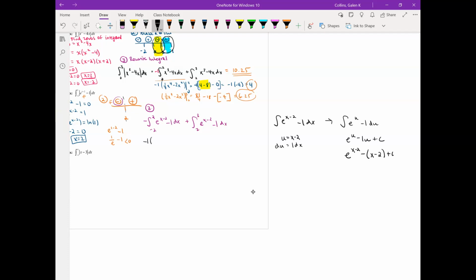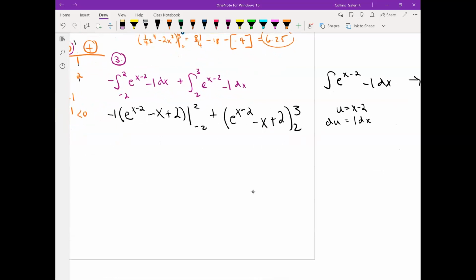All right, so we're going to use that antiderivative. I'm going to multiply by a negative 1 for the first part. So e to the x minus 2. I guess we could have just transformed our limits to be values of u. And then this minus x minus 2 becomes minus x plus 2 if we distribute that negative. So minus x plus 2 from negative 2 to 2. And then we're going to add to that e to the x minus 2 minus x plus 2 from 2 to 3. And I just don't have a lot of room on here.